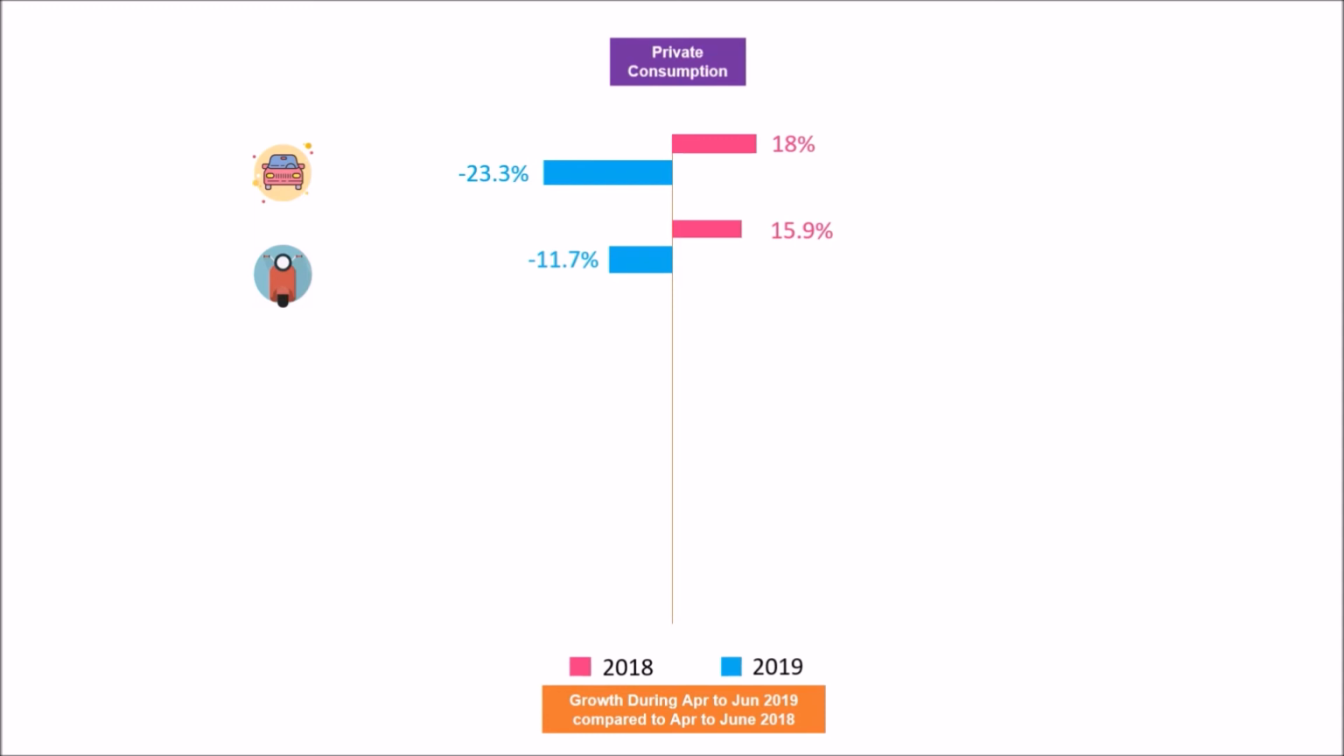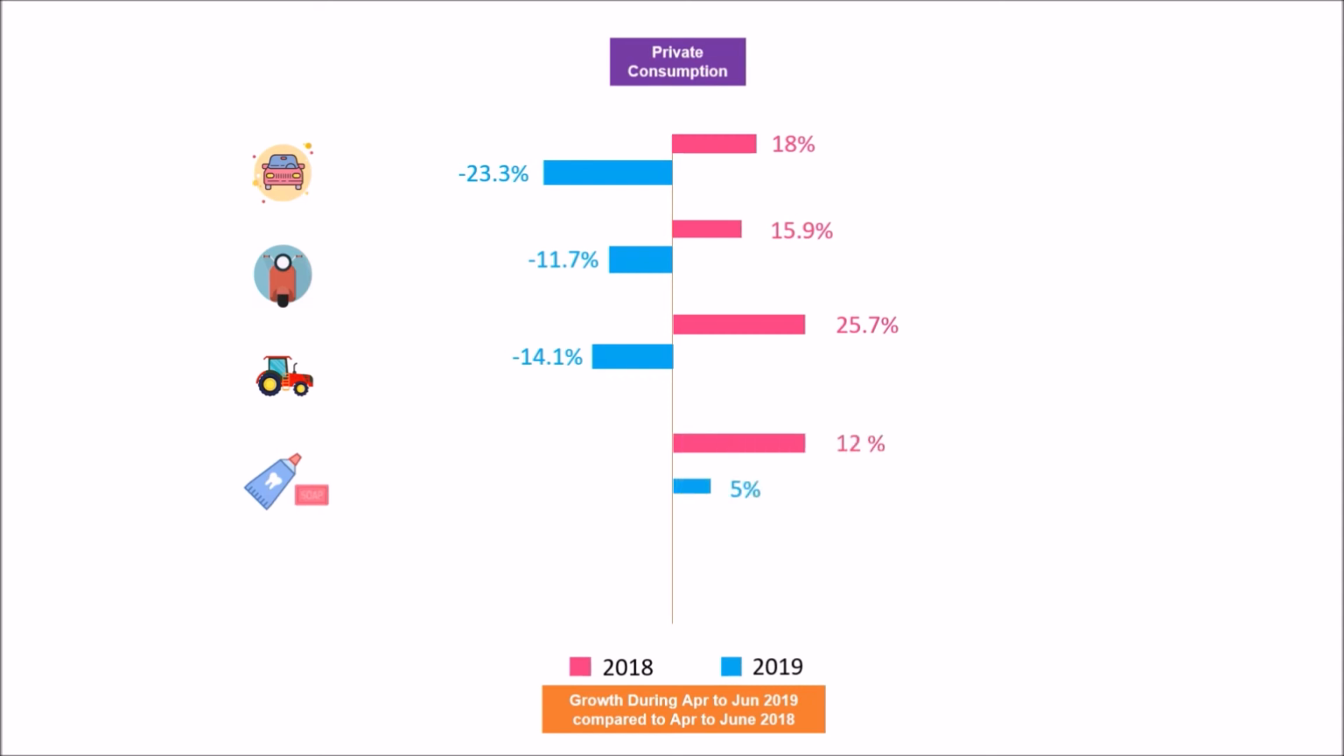A good indicator of rural demand, tractor sales during April to June 2019 fell by 14.1%, the highest fall in nearly 4 years. Volume growth of FMCG goods also dropped to 5%, which was 12% for the previous year. So far, private consumption has let down the GDP growth.